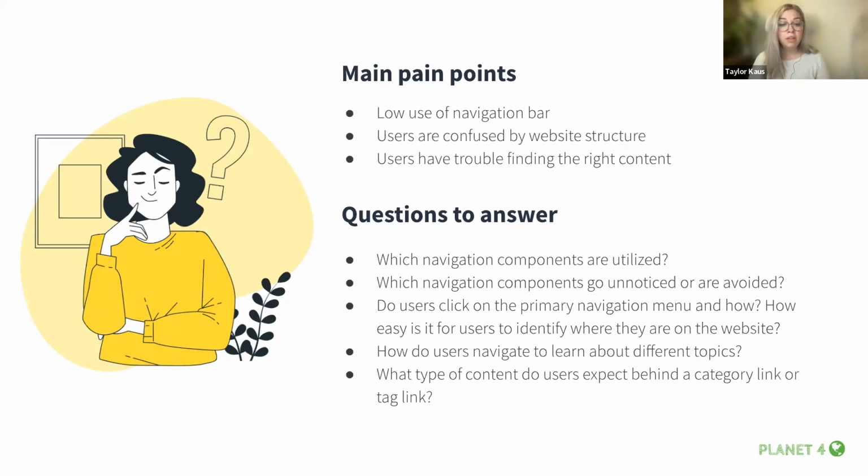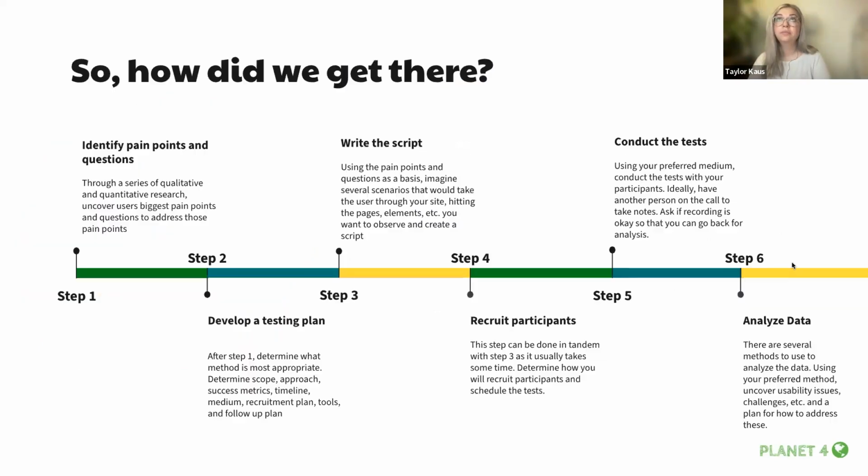So with that in mind, we wrote down a series of questions that could help us uncover if our new design solution was going to address these pain points that we had previously discovered. So we wanted to answer which navigation components are utilized, which ones go unnoticed or are avoided. Do users click on the primary navigation menu, and how? How easy is it for users to identify where they are on the website? And how do they navigate to learn about different topics? And what type of content do they expect behind a category or tag link?